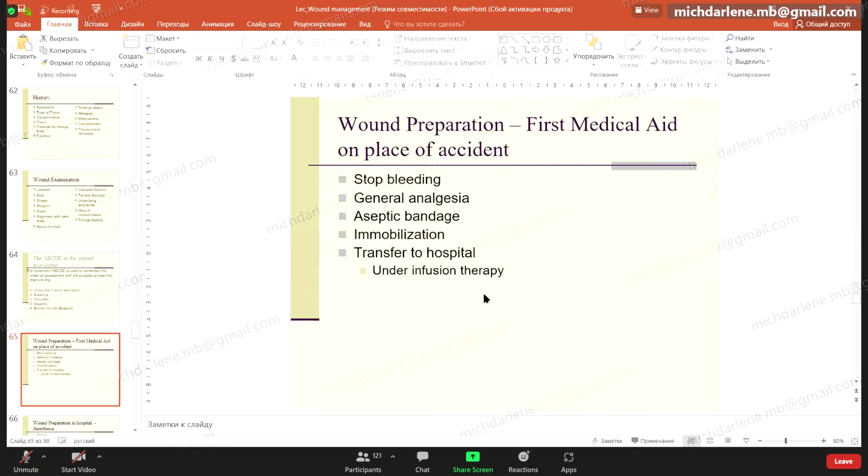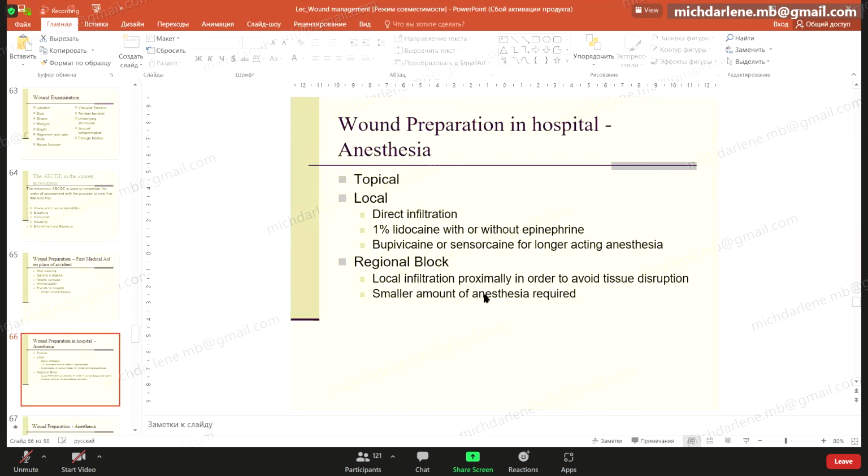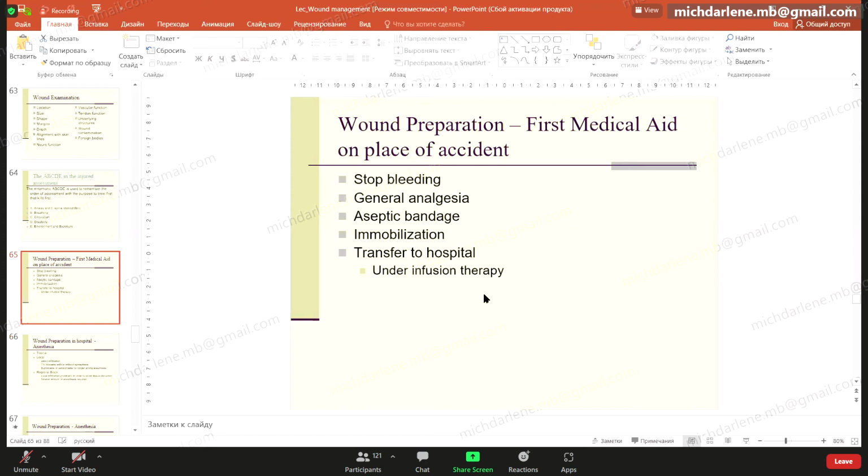And after that, I want to start speaking about local treatment. It's first aid at the place of the accident. Firstly, you must stop the bleeding. You must give your patient analgesia well. You must use aseptic bandages, immobilize by our rules including the opening joints, and transfer to the hospital, like this.